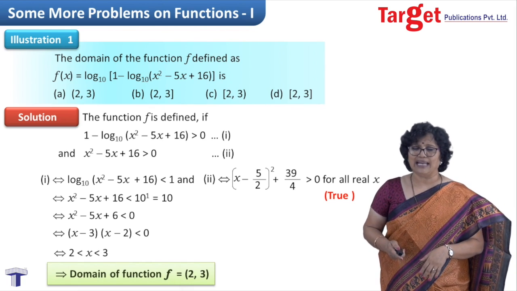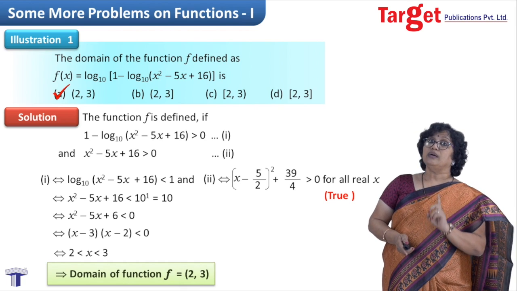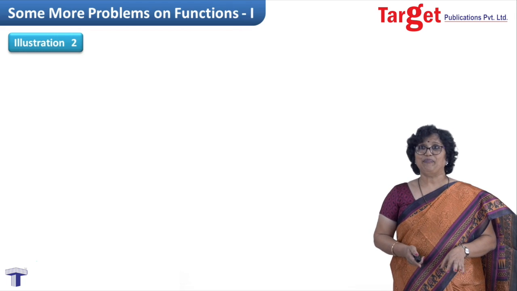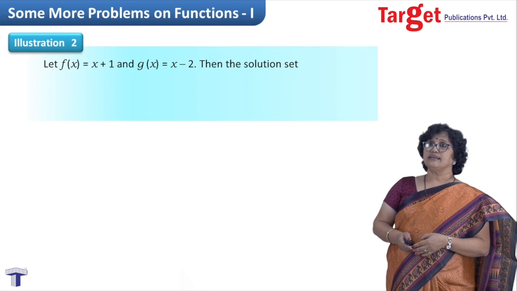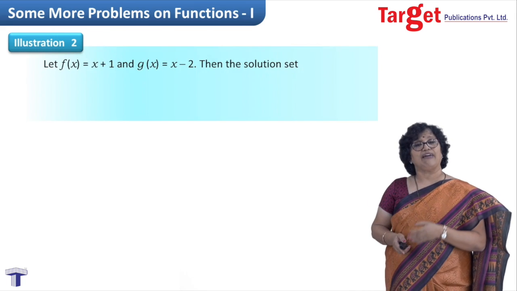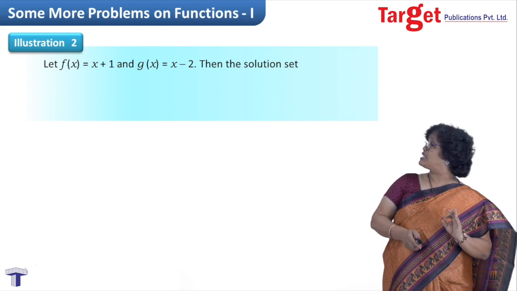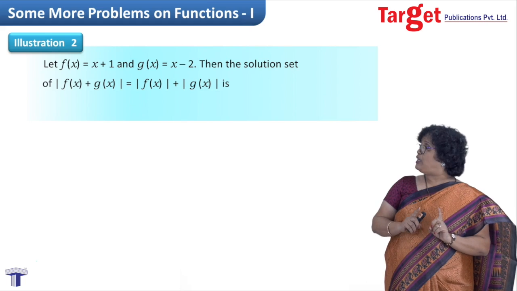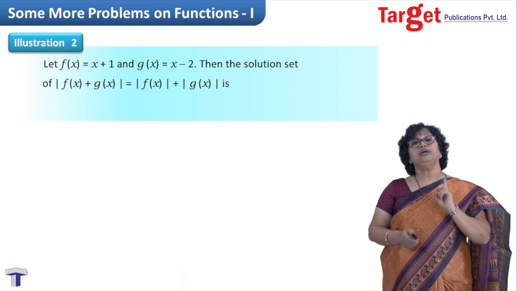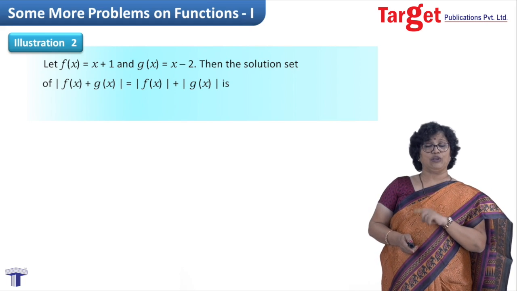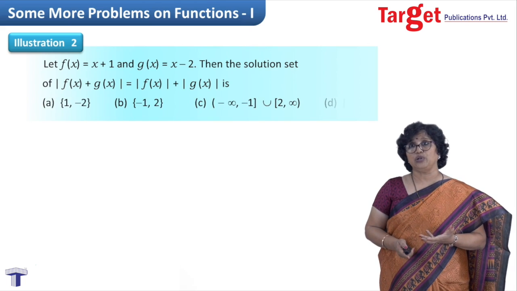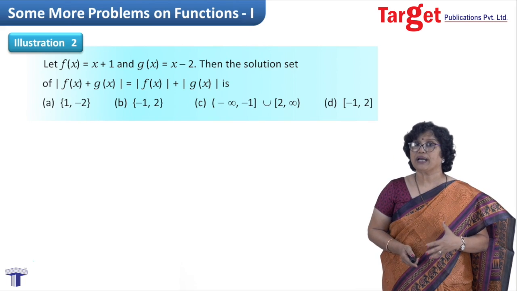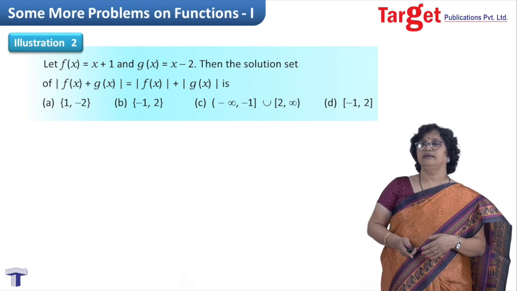So let us move to the next one. But I'm telling you, the next one would be again different from the previous one. Fine. So the second one is that I'm given f(x) and g(x). f(x) is x plus 1 and g(x) is x minus 2. And I'm given that absolute value of f(x) plus g(x) equal to absolute value of f(x) plus absolute value of g(x), and we are asked to find the solution set. And we are given, as usual, four options, and we have to pick the correct one.